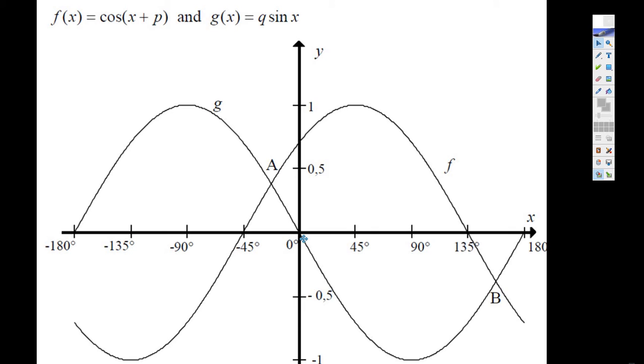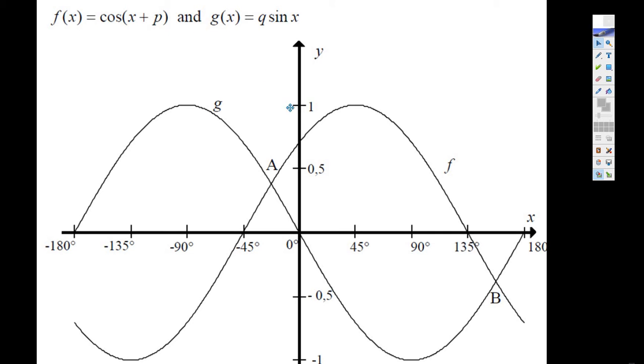I'm going to do the easiest one first. Q. Q is how tall the wave is, and it'll tell you whether it's been inverted or not. Now, you have to know that a sine normally goes from 0 and 0, and then 90 and 1. But hey, it's gone to 90 and minus 1. But the height of this wave is 1. So Q is 1, but it's negative 1.